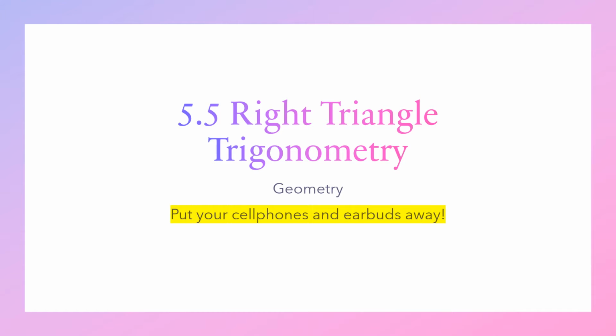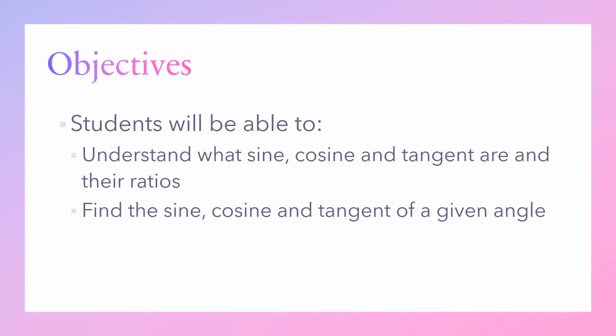We are starting lesson 5.5 today, right triangle trigonometry. You will be able to understand what sine, cosine, and tangent are and their ratios, and then find the sine, cosine, and tangent of a given angle. That's what we're going to do today.